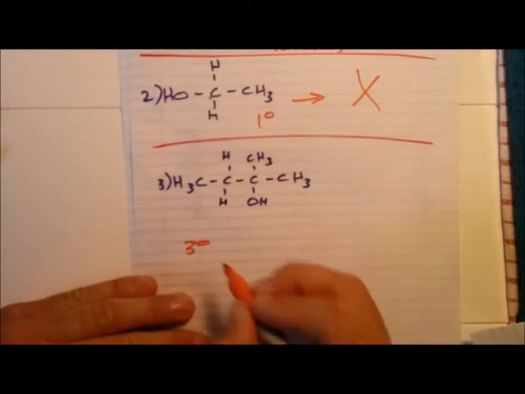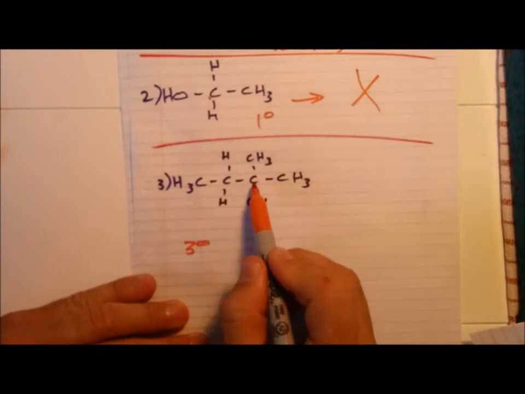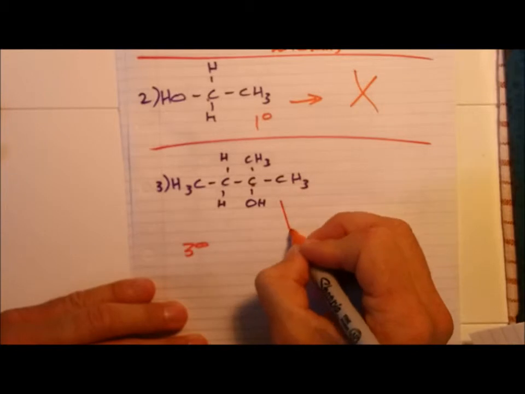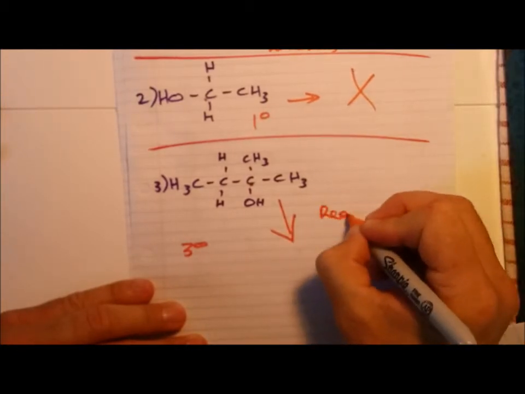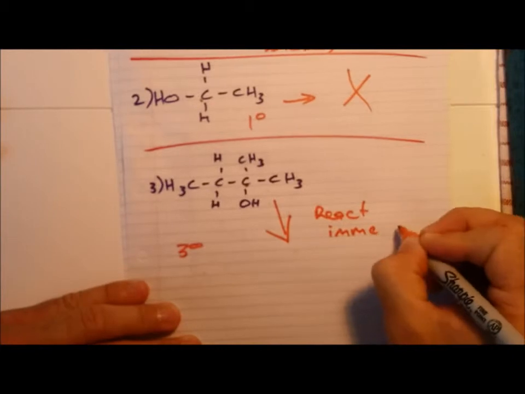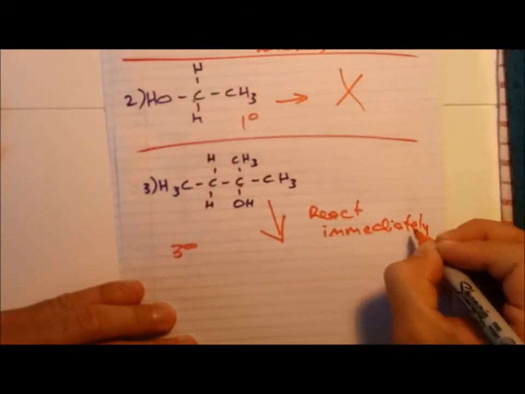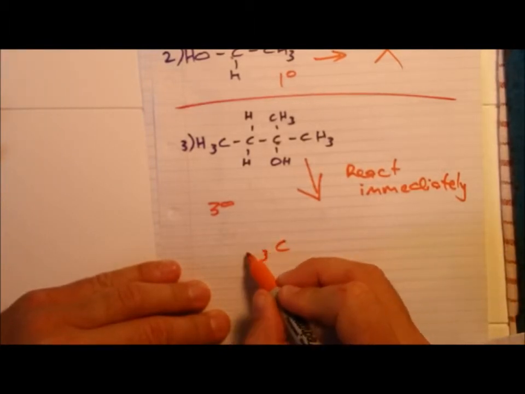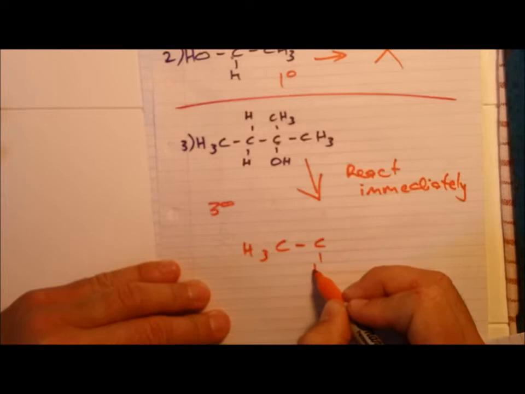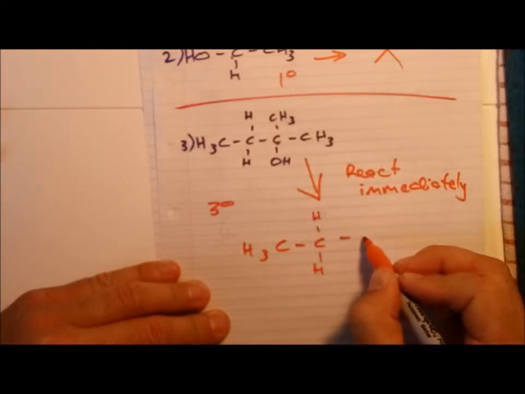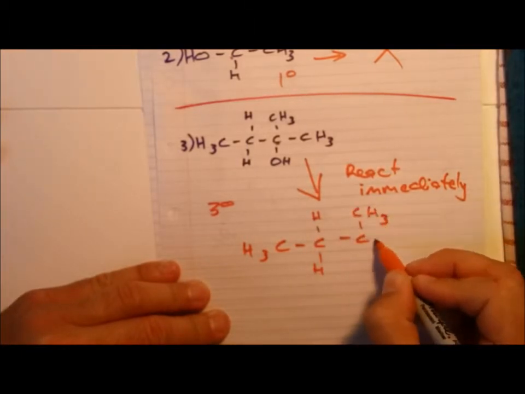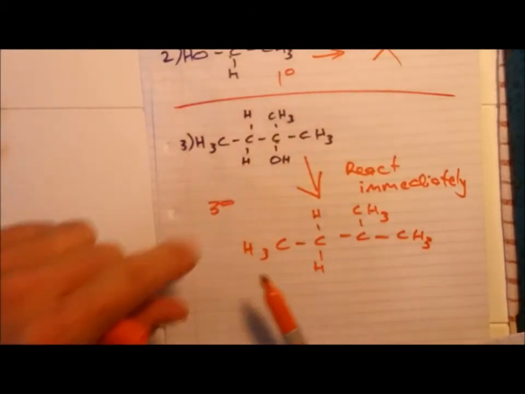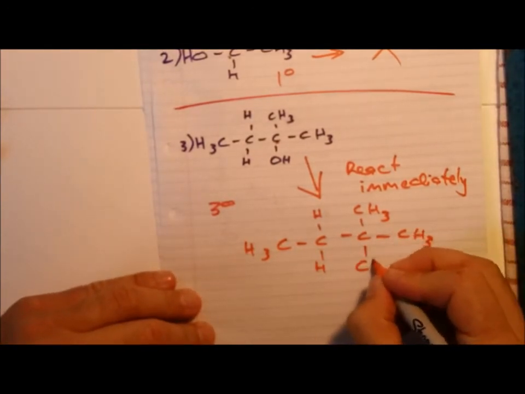Final one here, if you look at it, a tertiary alcohol, this is your alcohol's carbon. It's joined to 1, 2, 3 other carbons. So when you react it, it will react immediately. And you will observe a cloudy solution. So this is your original, and then we just need to swap out the OH for a chlorine.